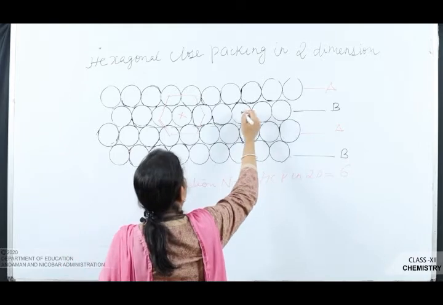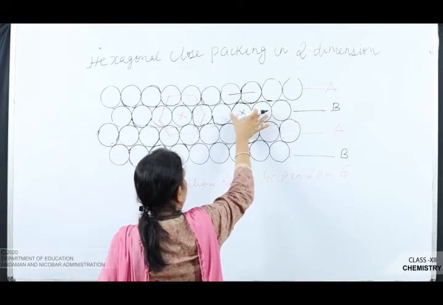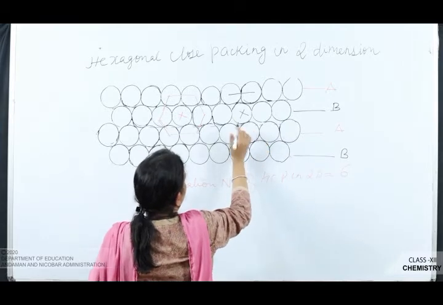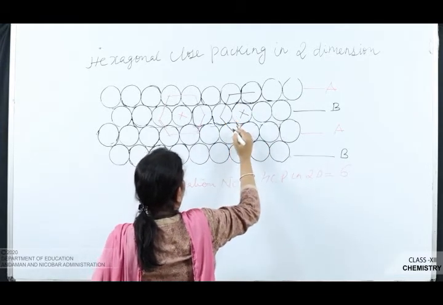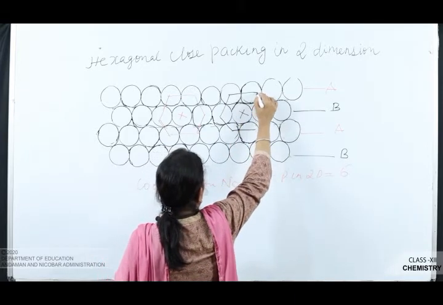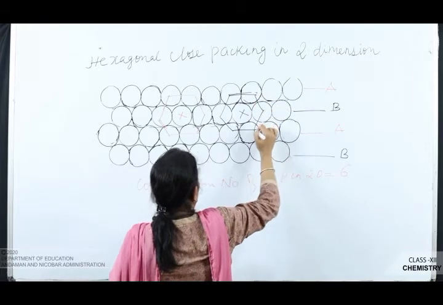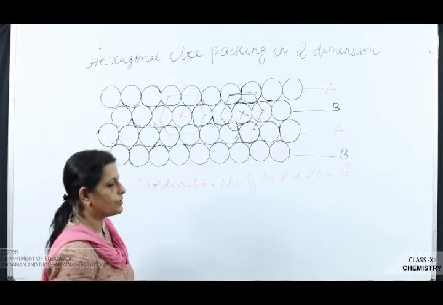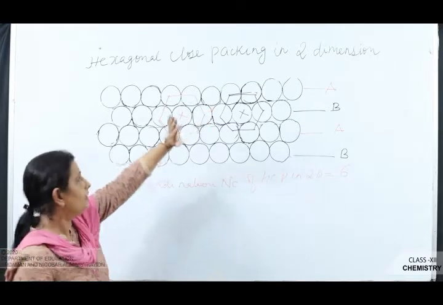Take this sphere at least. It is in contact with 2 here, 2 on the side and 2 here. So, here also the coordination number is what? 6. So, understood what is hexagonal close packing in 2 dimension.